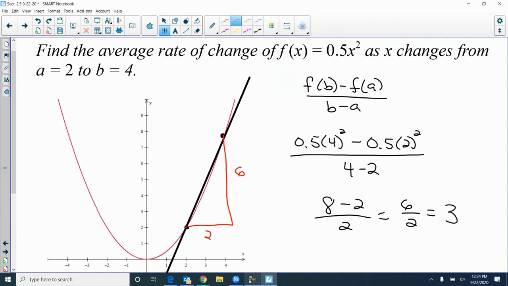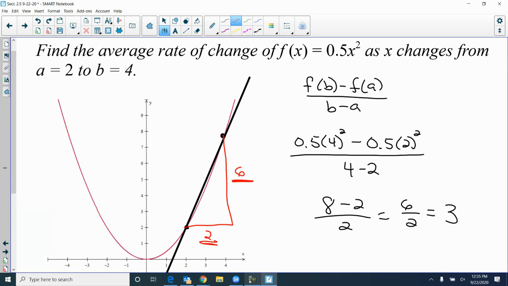What did we just find? We found the slope of that line. Rise over run. That's all this average rate of change is. You take f of b, which gives you a y value, subtract f of a, which is the other y value, and that gives you the rise. b minus a gives you the run, the slope. That's really all that it means.